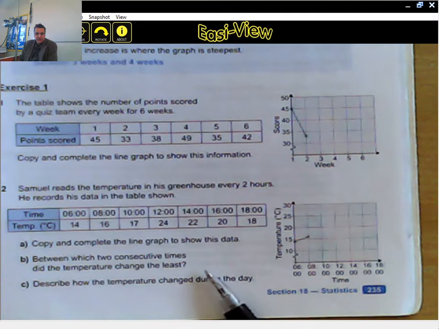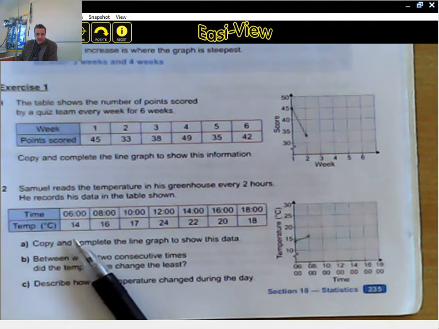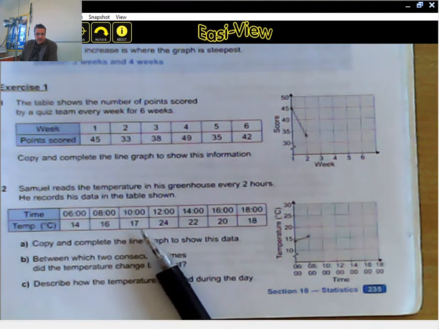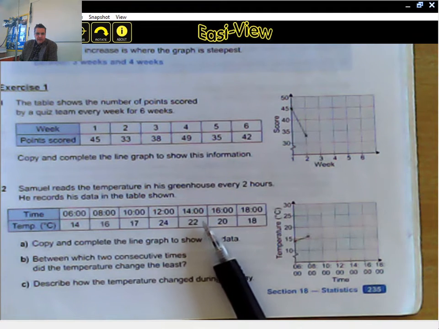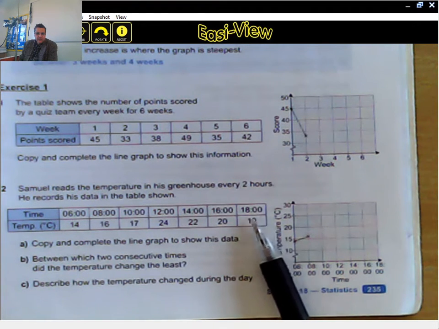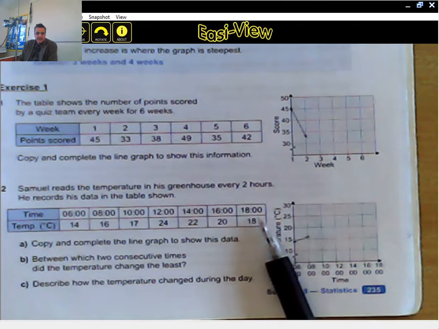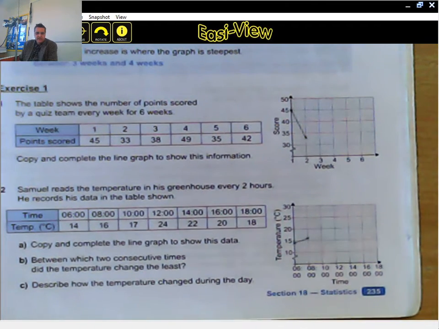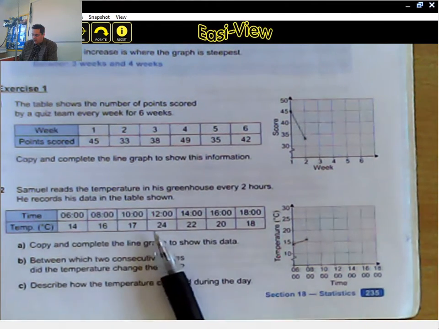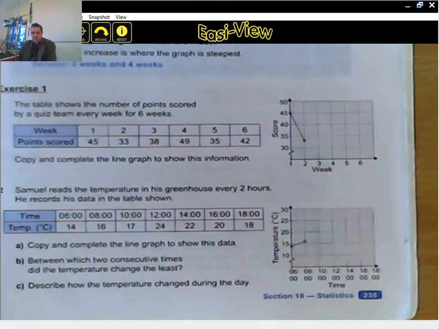Describe how the temperature changed during the day. It increased until 12 noon and then began to decrease until 6 in the evening, or 1800 hours. The temperature was just 18 degrees. So it peaked at noon, then the temperature began to drop. Something like that, okay? So you do question 1 and question 2.